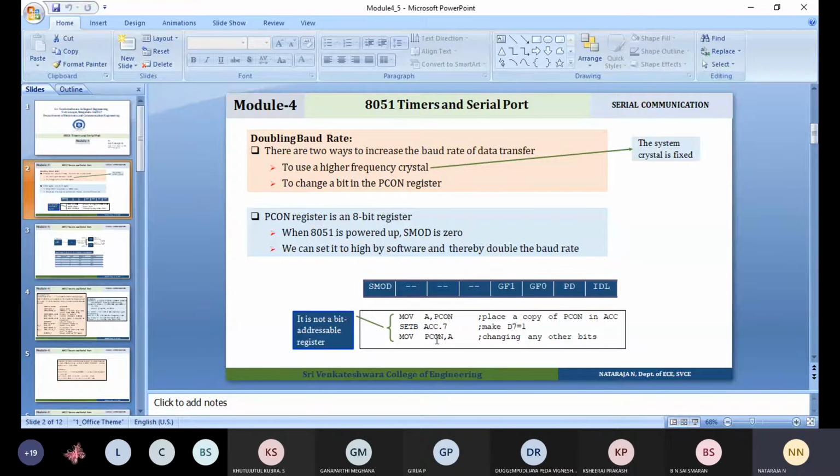Now MOV PCON, A. I copy the accumulator data to the PCON register. It will change that bit. This is the simple example. Then in the next step we'll discuss what baud rate we get if I take 0, and what baud rate I get if I take 1. That will be discussed in the next slide. Please make a note of this.